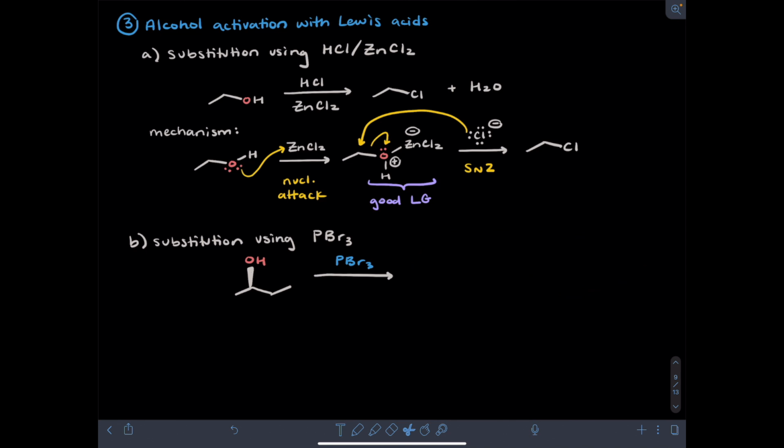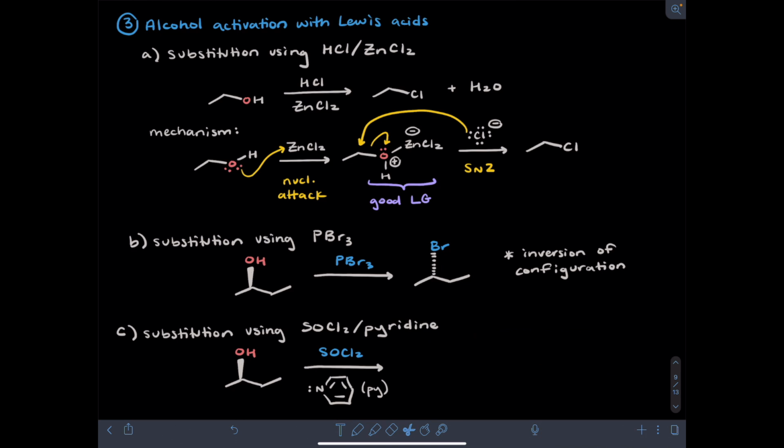Another way of making an alcohol more reactive is by doing a substitution reaction involving phosphorus tribromide, PBr3. This substitution reaction replaces the OH group with a bromine, and it involves an inversion of configuration. So since I started out with a wedge OH group in this case, the dash bromine product is formed. I won't go over the mechanism for this reaction, but if you're interested, you can see it in the textbook.